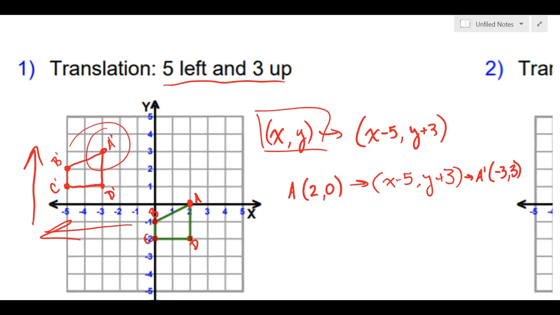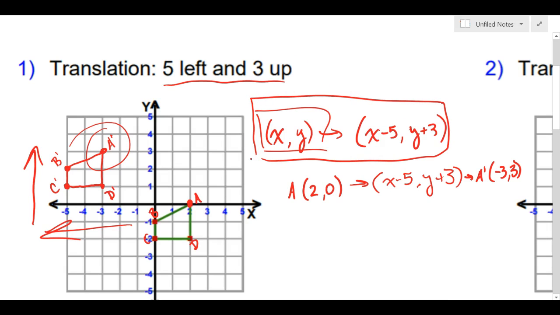So this coordinate notation allows us to complete translations without needing to do this whole counting thing or even using a graph. We could do this without a graph. We could simply be given a coordinate and then a translation, and we'd be able to successfully do that.